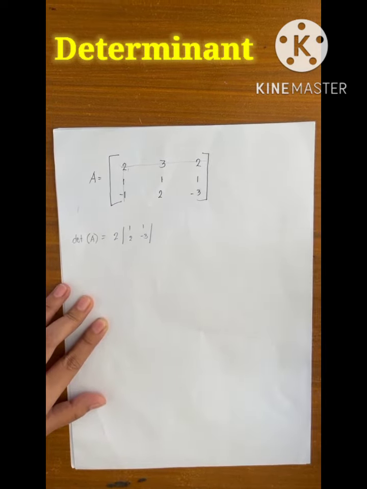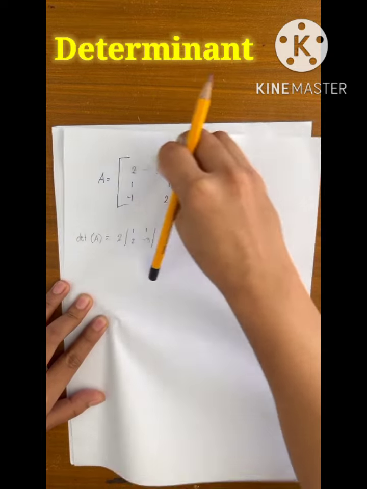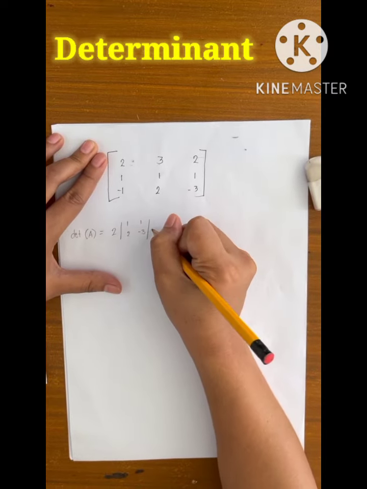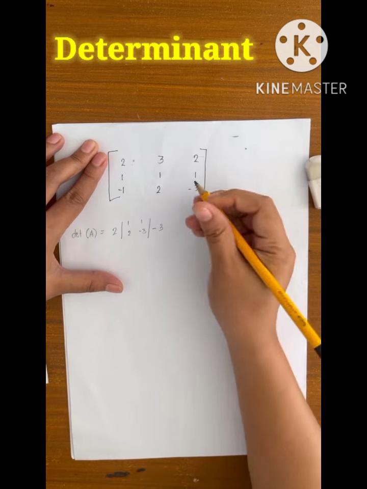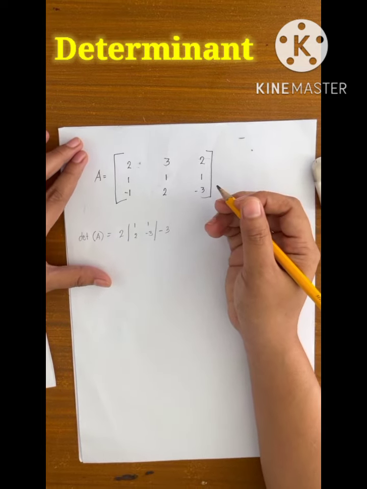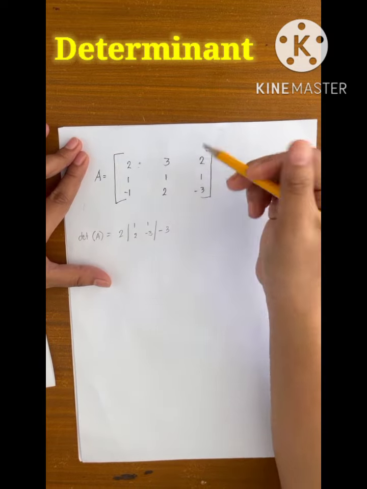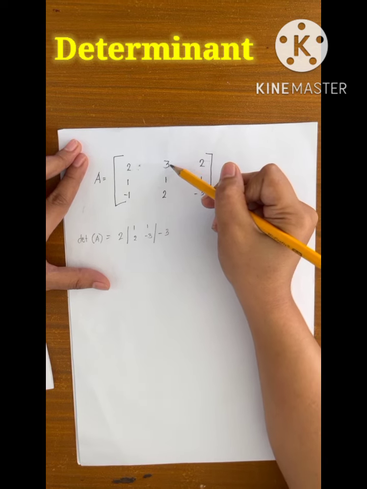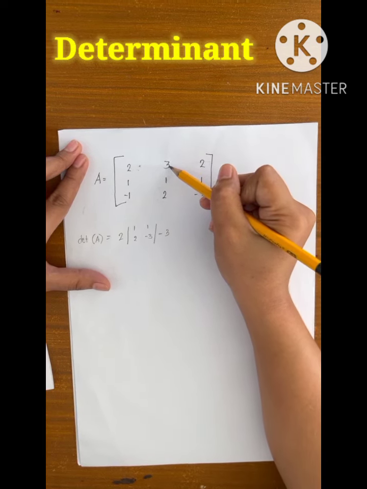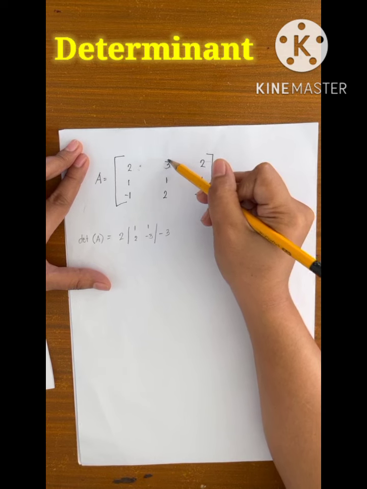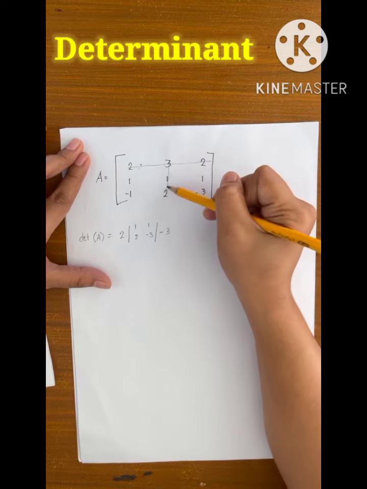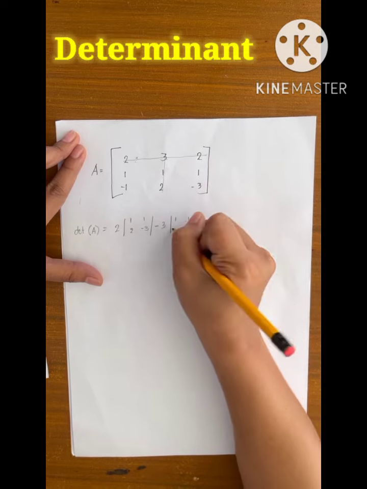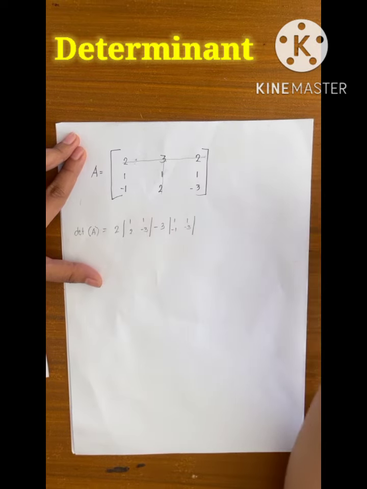The next scalar, our B here, is 3. So we will use negative because of the positive, negative pattern. We will cross out the corresponding row and column of 3, which is row 1 and column 2. So we will cross out the first row and the second column. The remaining elements there are 1, 1, negative 1, and negative 3. Next.